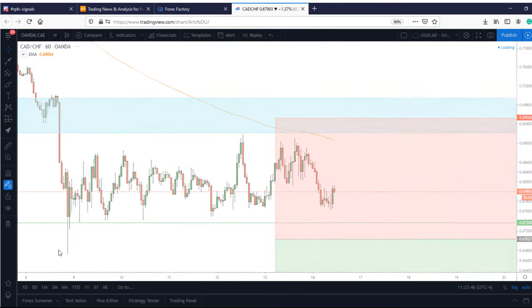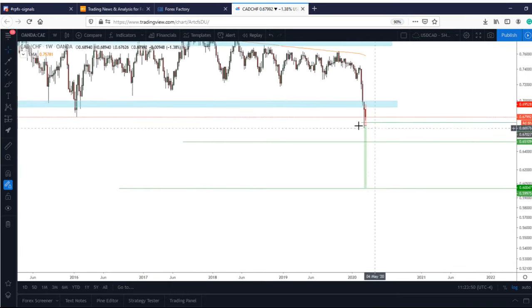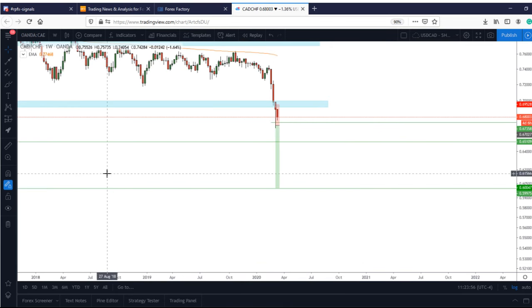So we'll just quickly go to the weekly just to show you the idea. Now, CAD Swiss has never been this low before in its entirety of existence. It's never been this low. So we're at historic lows right now. And the reason why we're choosing these arbitrary levels is because they're psychological levels. For example, 0.65 or 0.60,000. And that's what we're targeting right now.